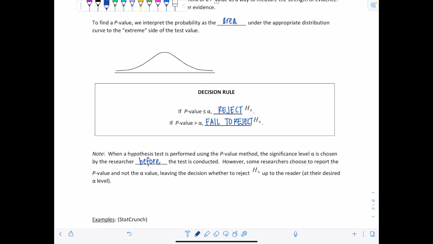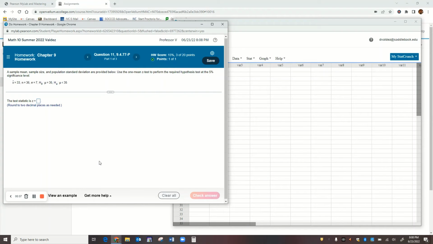To do these tests using the p-value method, we have to use StatCrunch. So let me show you how. All right, so let's do some hypothesis testing in StatCrunch. And you'll notice they actually do the traditional and p-value method, both of them, for a lot of the exercises.